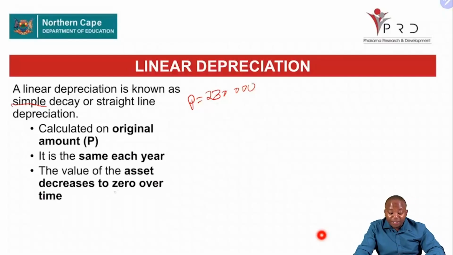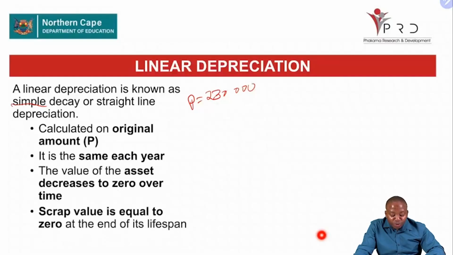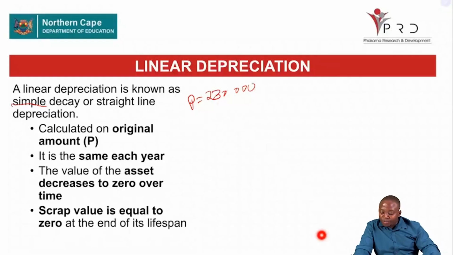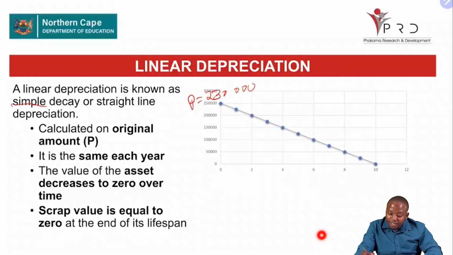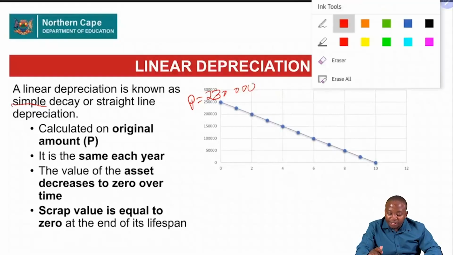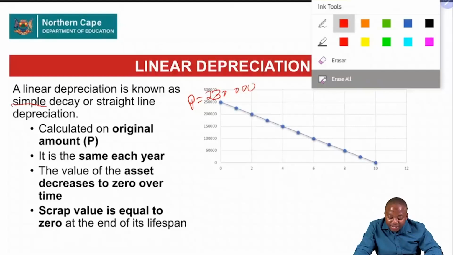So with the linear depreciation, our scrap value in this case will equal zero. That means if a vehicle is sold to you on straight line depreciation, what you must know is that at the end of 5 years, or at the end of its useful life, it will be worth zero. It will be worth no amount. You can just give it away for free. So this is straight line depreciation. Under it, the graph that we obtain is a straight line. So that's why it is called straight line depreciation.